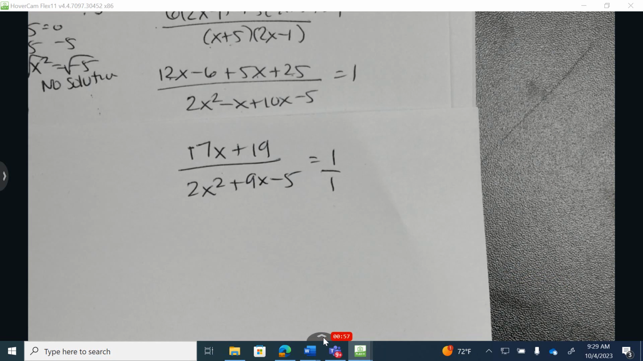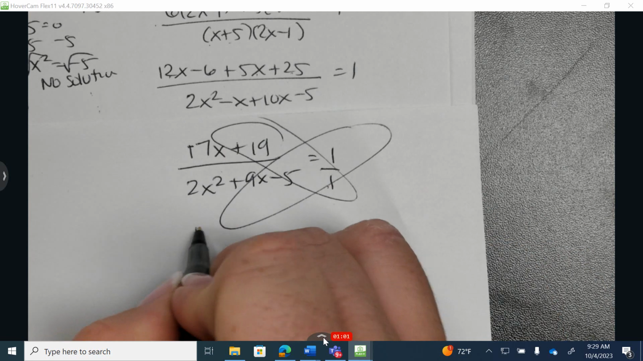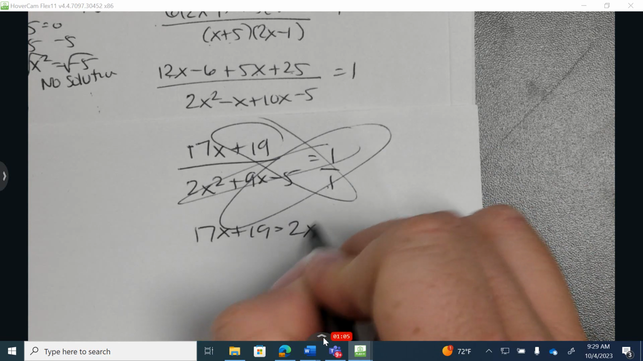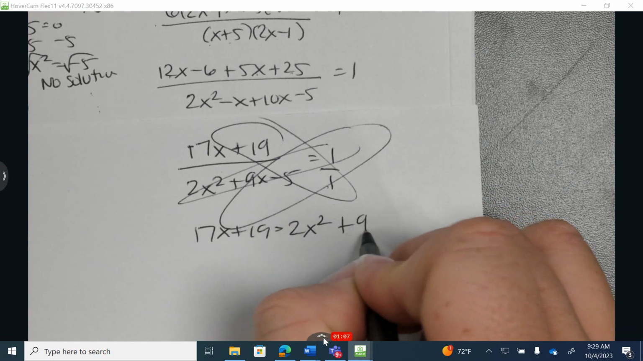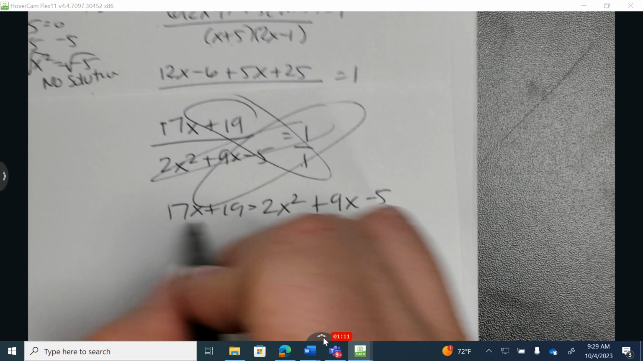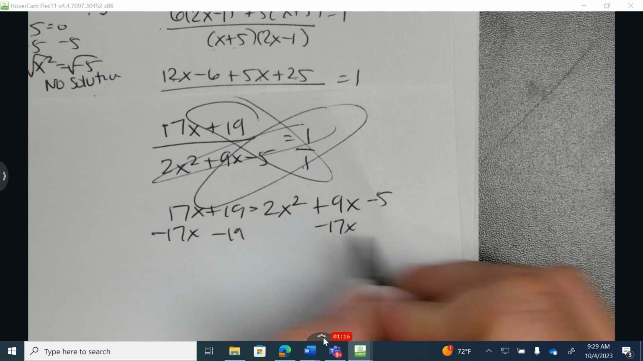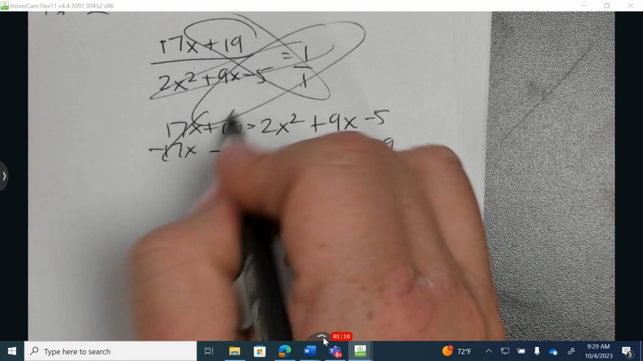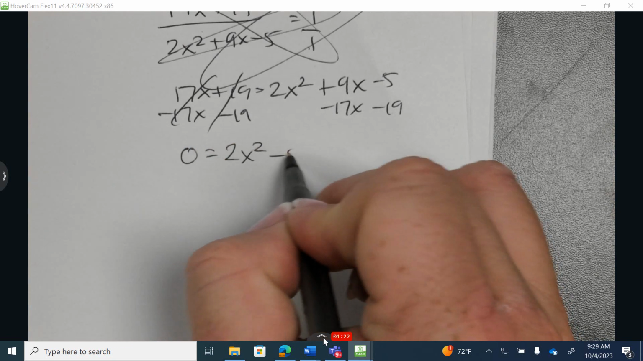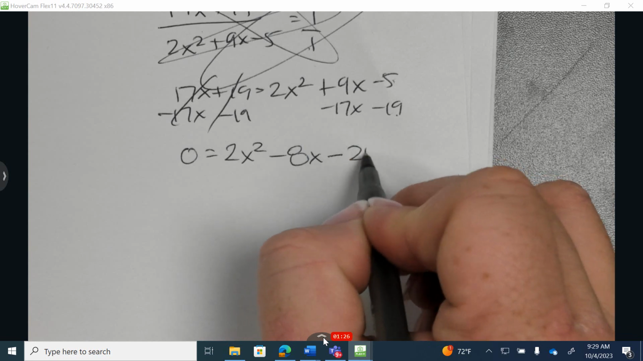over 1. Now I'm going to cross multiply and set them equal. 1 times this quantity, it doesn't change anything. 1 times this quantity, again, it doesn't change anything. I always suggest to move to the side that has the x squared. So I'm going to move the 17 to the other side and the 19. Nothing is left on the left-hand side. I have 2x squared minus 8x minus 24.